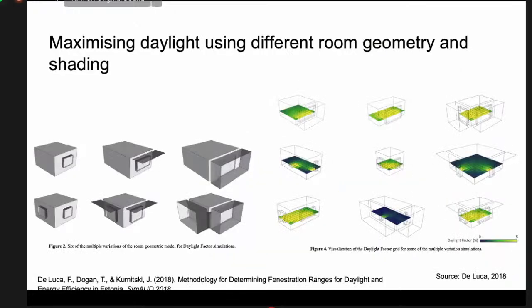The next one, this is the example of maximizing daylight using different room geometry and also the shading. So choosing several types of room geometry and also several shading forms or shapes, and we can evaluate in that various types of building geometry, which one has maximum daylight penetration to the room, and also which shading is the best to still control the sun penetration, but also maximizing the daylight to penetrate inside the room.